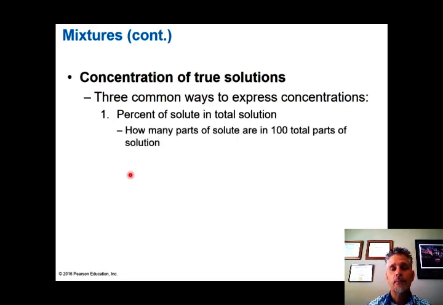How many parts of that particular solute are in 100 parts of the solution, like 100 parts water? When you talk about seawater, that is in parts per thousand: how many ions of salt we have per 1,000 parts of water. But in any case, you can do it as a percent.